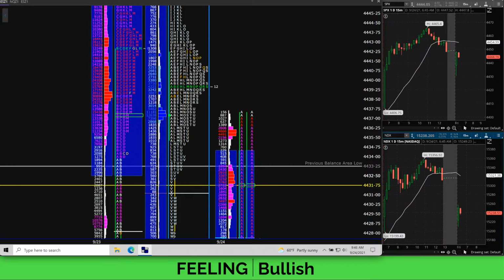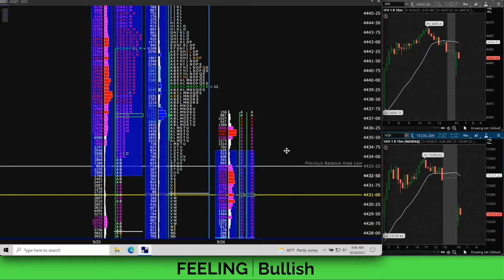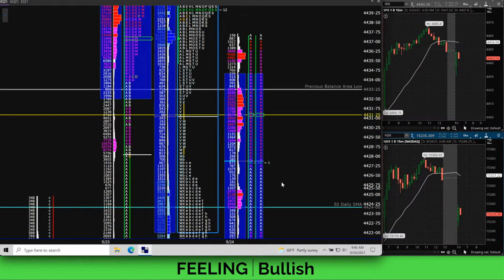Hanging around that 50 daily. Yeah, we got to back test it. That would make sense. Like I said, I'll stay bullish as long as we stay above that 50 daily.